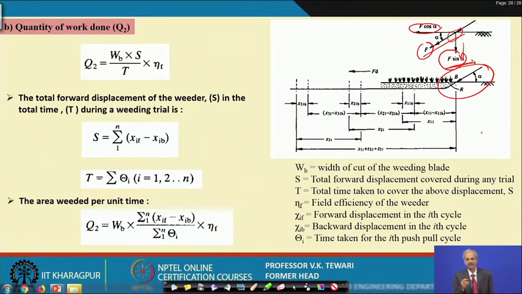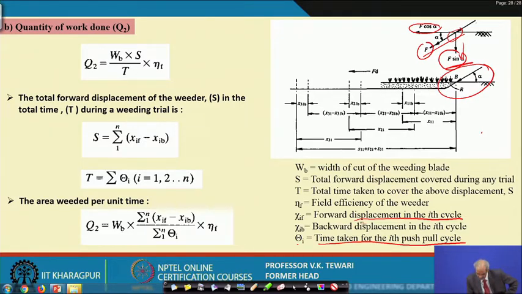It is not possible to measure the speed here just like measuring the total distance in a particular time, because the action is slightly different. So, what we have done is we have broken this into small cycles. You can see here that theta i talks of the time taken for the ith push-pull cycle, where each push-pull is one cycle. So, the forward displacement in the ith cycle, say i equal to 1 to i equal to 99, 100 or whatever, or n.